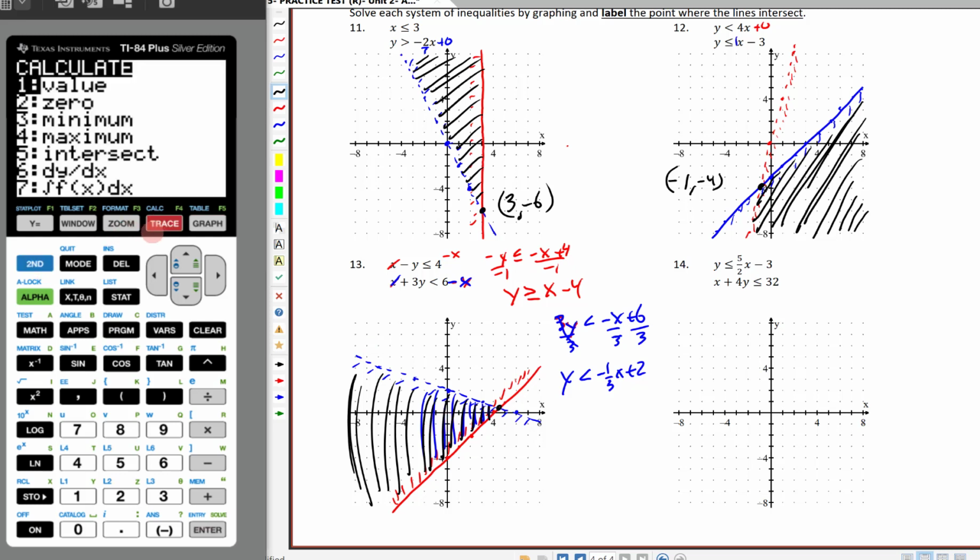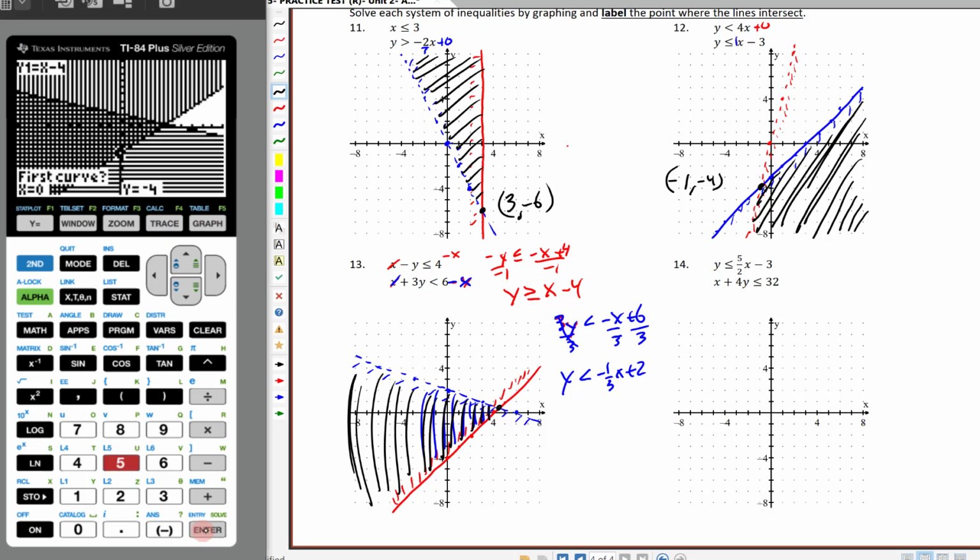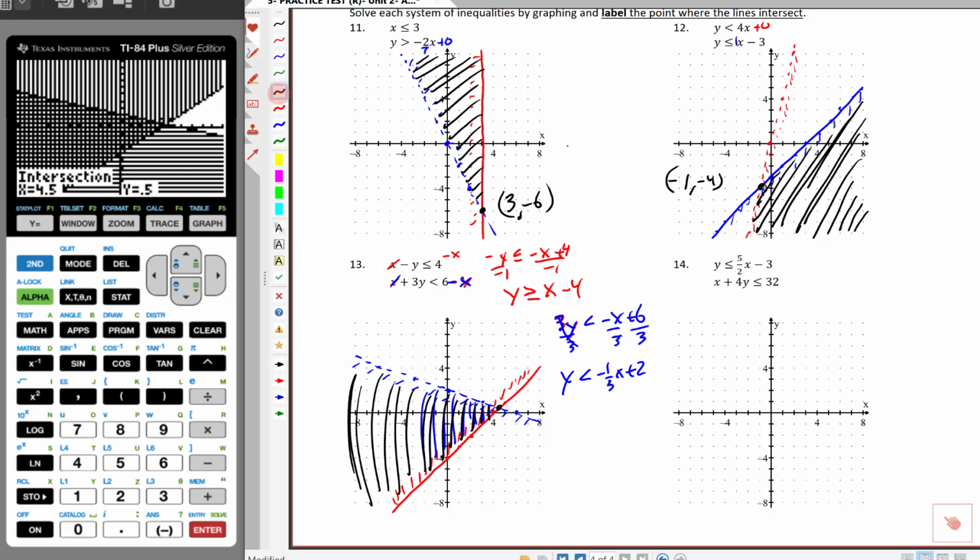So I'm going to go ahead and hit second trace to calculate the intersecting point. So I'm going to hit, yep, that's the first curve. Yep, that's the second one. If you want to guess, you're welcome to. So we end up with 4.5, 0.5. Well, we want to answer in fractions since that's the way this problem was written. It didn't have fractions or decimals in the problem. So this point of intersection right here is going to be 9/2, comma, 0.5 would be 1/2.